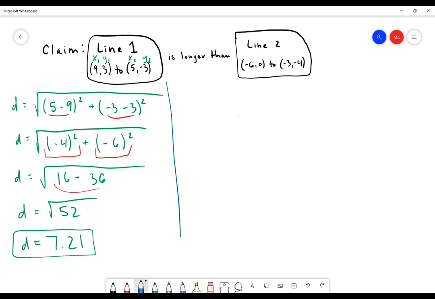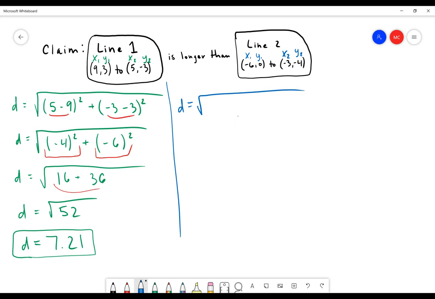And now I'm going to find the distance of line 2. So I'm going to let negative 6 be x1, let 0 be y1, and I'll let negative 3 be x2, and I'll let negative 4 be y2. And now I'm going to find the distance by plugging these points into the distance formula.